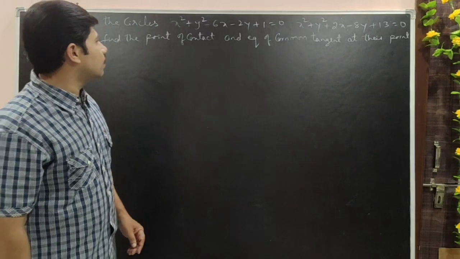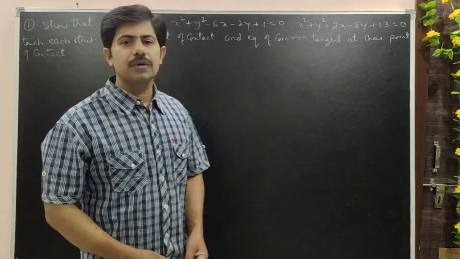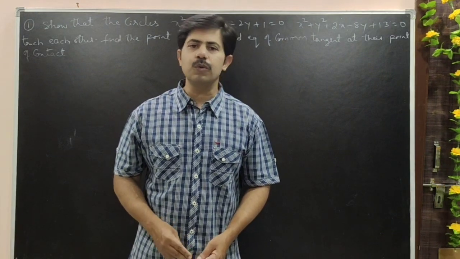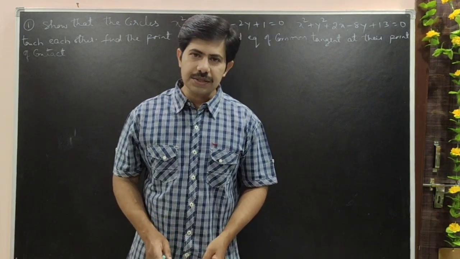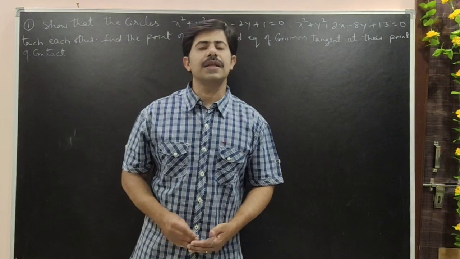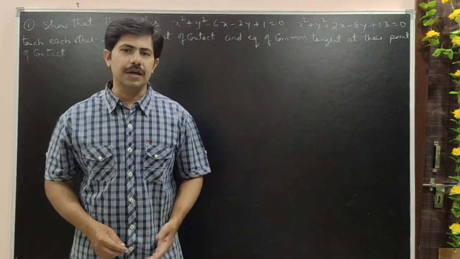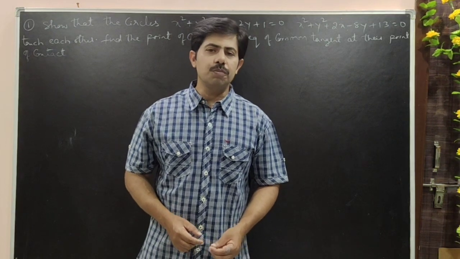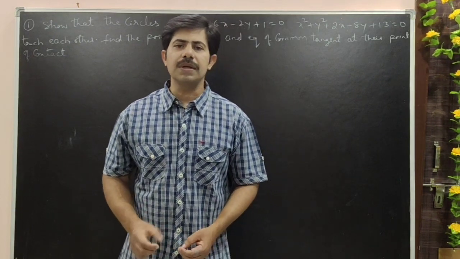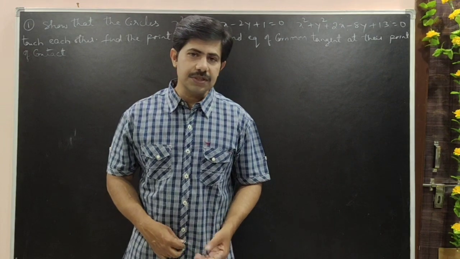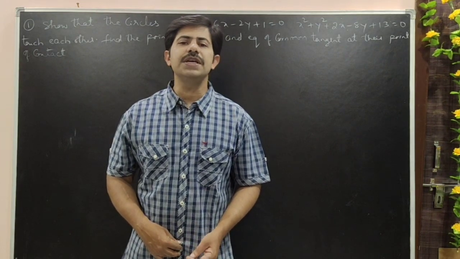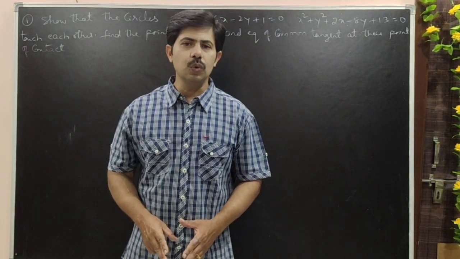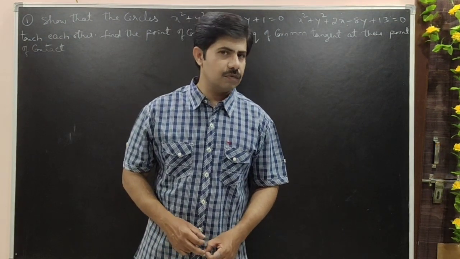Here we have to prove that two circles touch each other. If two circles touch each other, we have two cases. One is two circles touch each other externally and the other is two circles touch each other internally. If they touch externally, we have to prove that D = R1 + R2. If they touch internally, we need to prove D = R1 − R2. We have to check for only these two cases. So we'll start the problem.